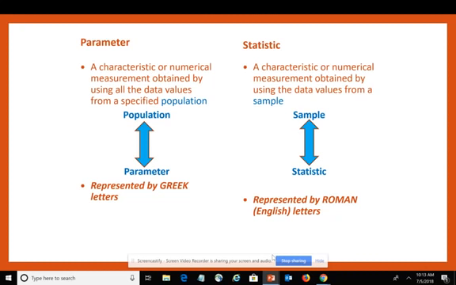One of the new things you need to know is that statistically we represent a population parameter using Greek letters. A statistic is that characteristic or numerical measurement that's related to the sample. Again, remember they both start with S. Sample, statistic. And for the sample, we use Roman or traditional English letters to represent the various statistics.